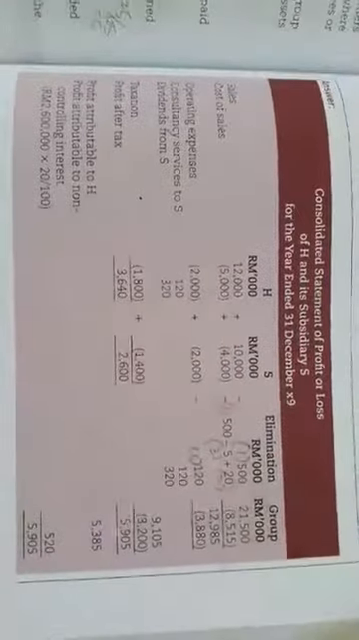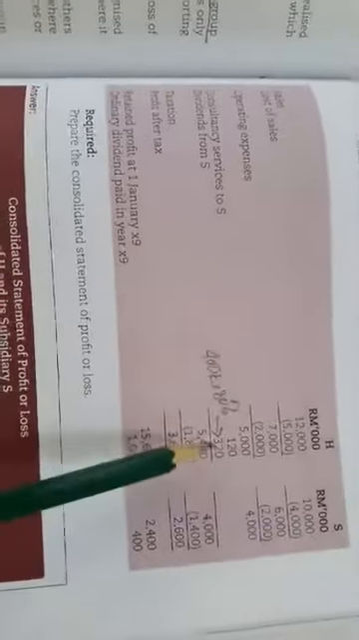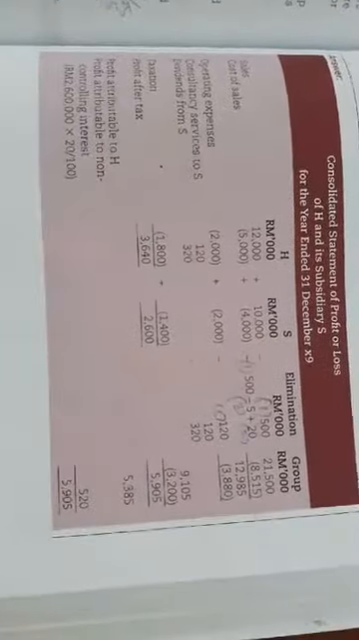So what happens when you prepare consolidated statement of P&L? This amount of 320,000 will need to be eliminated. It will not appear as income to the group. That is the adjustment, meaning you ignore this dividend from S in the books of H. You ignore it because it will not appear. It will be cancelled out. It will not appear in the consolidated statement of P&L and OCI.